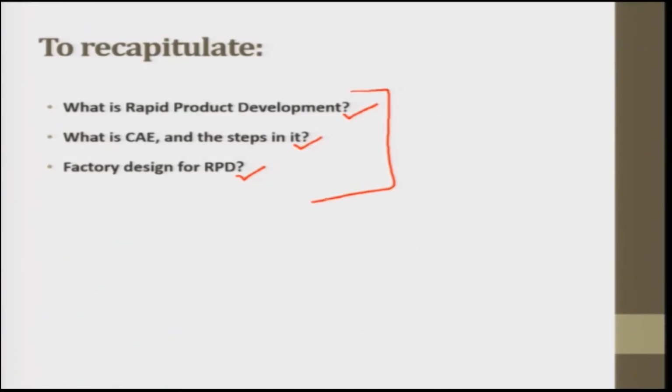Also, in rapid product development, I would just like to list them again. One, product design and planning. Number 2, the product architecture. Number 3, product specifications.